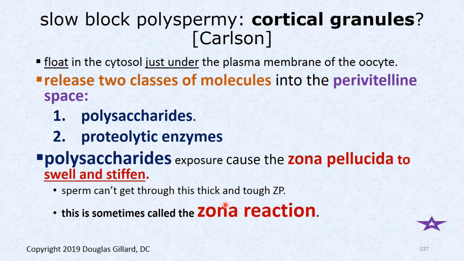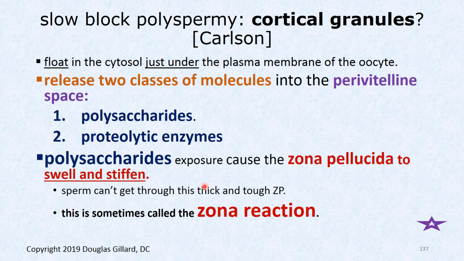What's the deal with cortical granules? So they float around in the cytosol, minding their own business. But when they're stimulated to do so, they are going to release 2 types of molecules into the perivitelline space, polysaccharides and proteolytic enzymes. We'll just leave it at that. Polysaccharides are what cause the zona pellucida to stiffen and swell. So this is yet another mechanism that prevents polyspermy, or more sperm from getting in there. That's actually called the zona reaction. Okay, zona reaction. And that's part of slow block polyspermy.